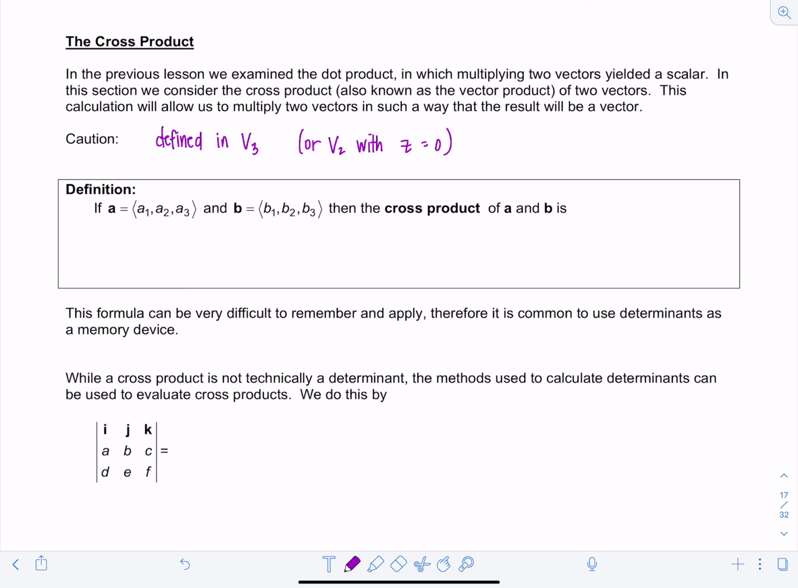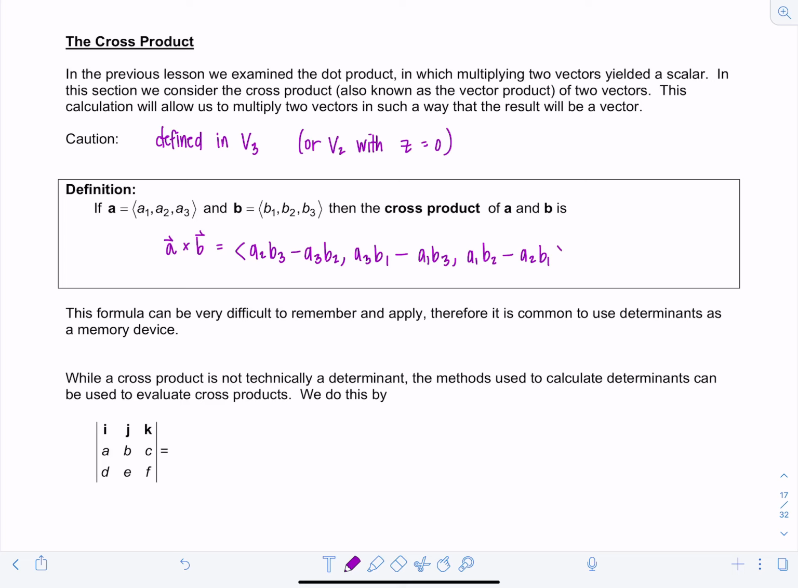So here's the definition. If you have two vectors, A with components A1, A2, A3, and vector B with components B1, B2, B3, then the cross product of A and B is written as follows. You write A, use an X to represent that you're taking the cross product, B, and the first component is A2B3 minus A3B2. The second component is A3B1 minus A1B3, and the last component is A1B2 minus A2B1.